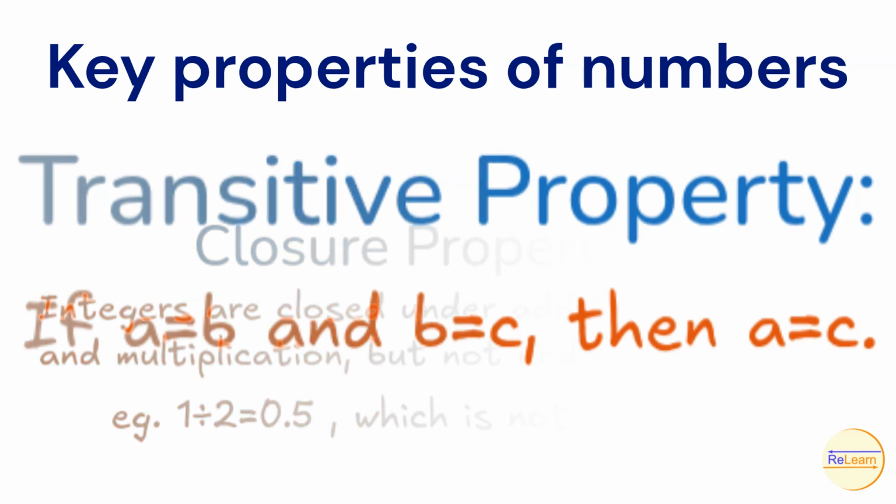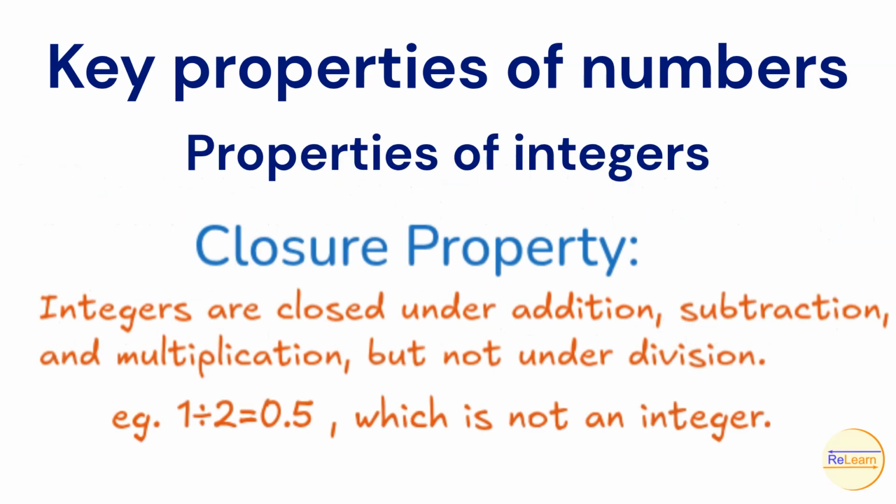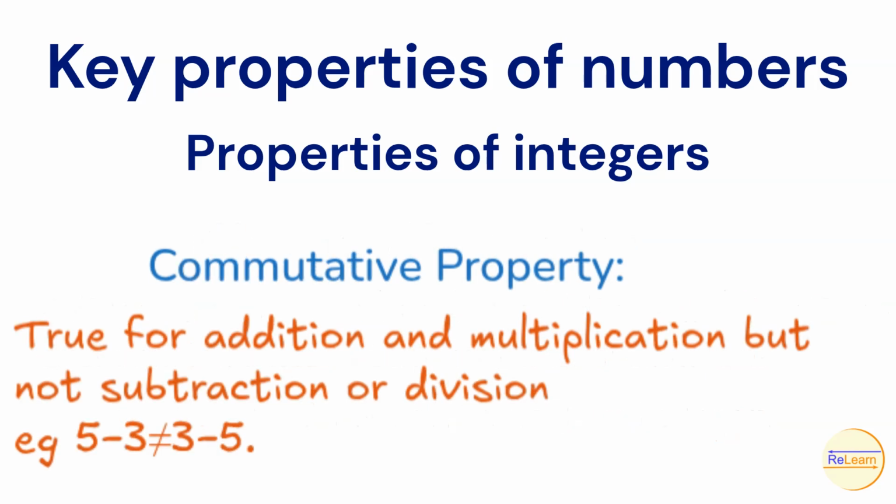Properties of integers. Closure property. Integers are closed under addition, subtraction, and multiplication, but not under division. For example, 1 divided by 2 is equal to 0.5, which is not an integer. Commutative property. True for addition and multiplication but not subtraction or division. For example, 5 minus 3 is not equal to 3 minus 5.